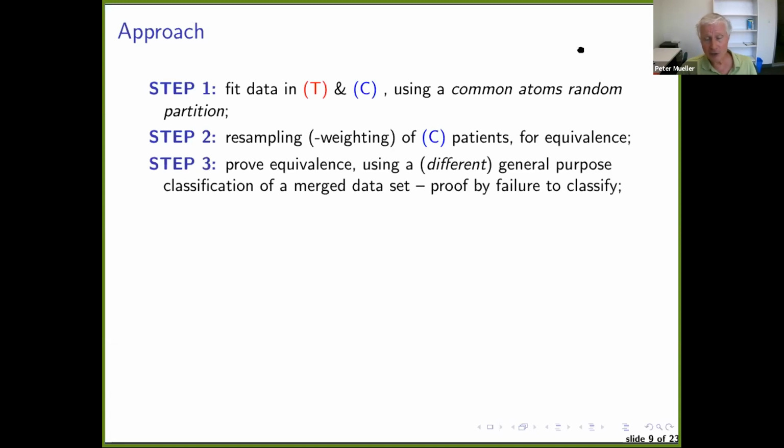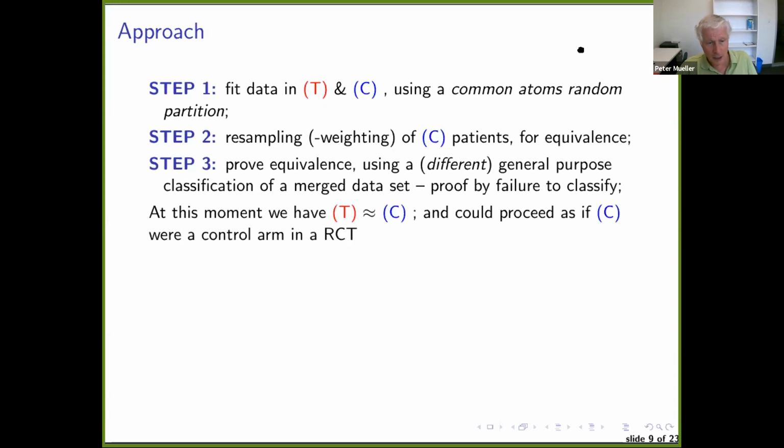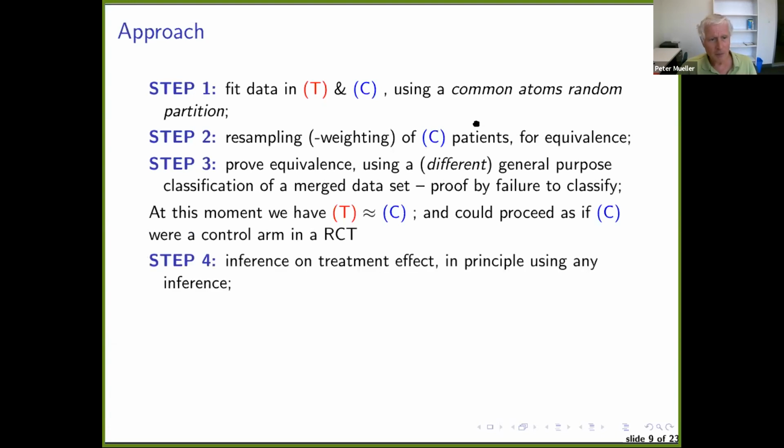In step 3, we'll try to prove equivalence. To prove equivalence, we simply merge the red and the weighted blue patients and then try to carry out a classification. If that classification fails, we declare victory, then they are equivalent. And once they are equivalent, then in principle, we could now pretend that these are 2 arms of a randomized controlled trial. And in principle, we could use any method to report inference on a treatment effect.